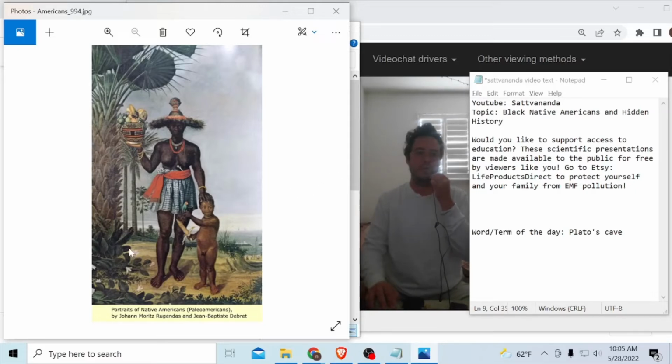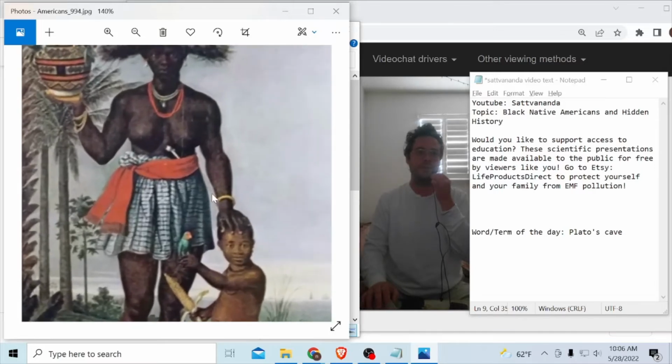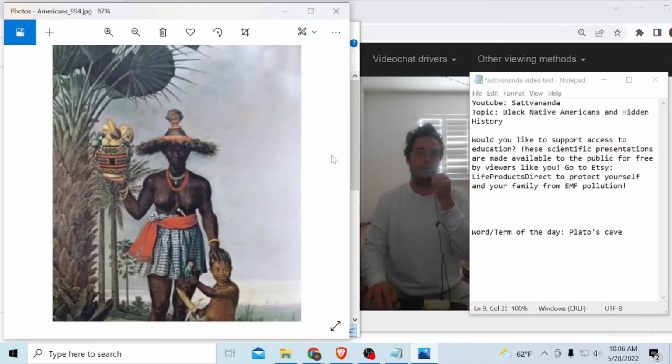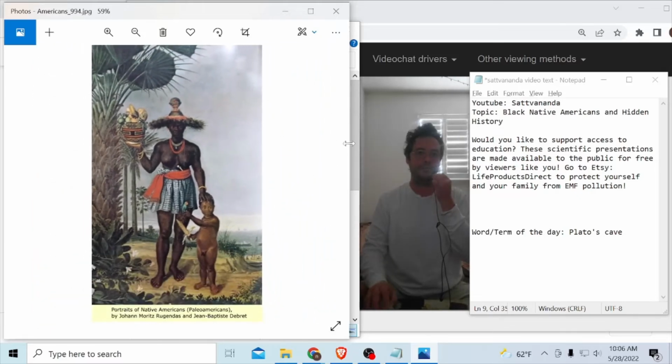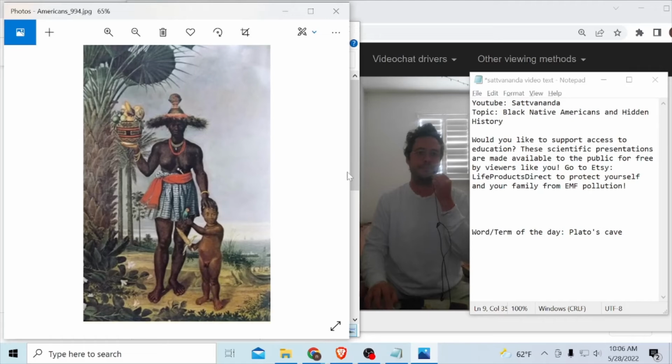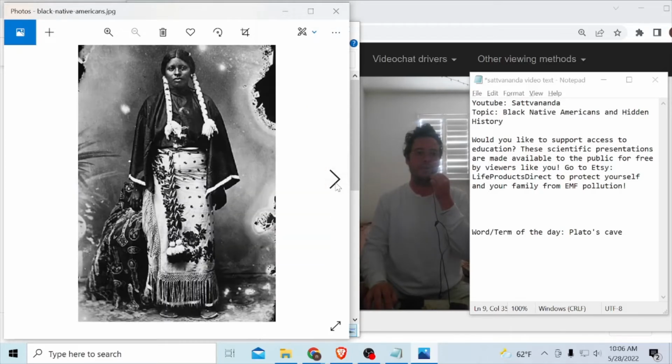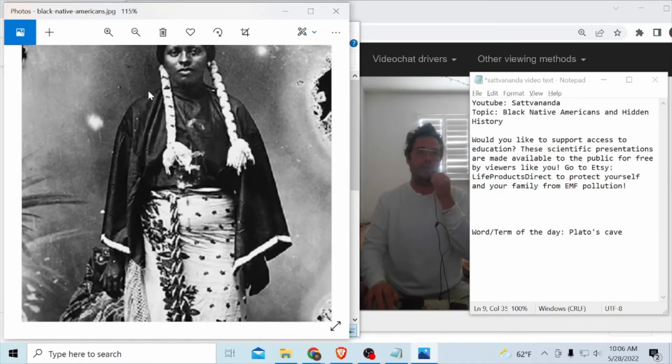Jean-Baptiste, Portrait of Native Americans. We'll zoom in here. Continue on. There's quite a number of these. They're very interesting historical depictions. And the photographs are really great.